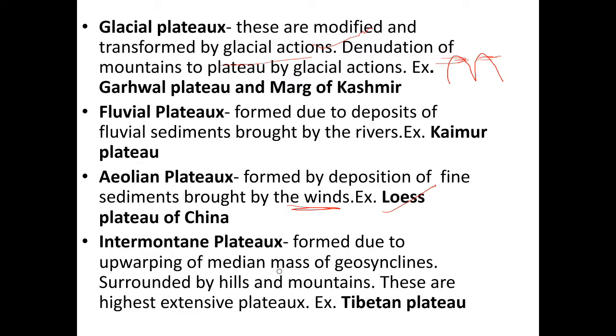Intermontane plateaus are formed due to upwarping of the median mass of geosynclines. Earlier I said that in the geosynclines, the marginal regions are folded, but the median region is left unfolded but raised, and they form an intermountain plateau. So both side mountains are there, but this becomes the plateau region.